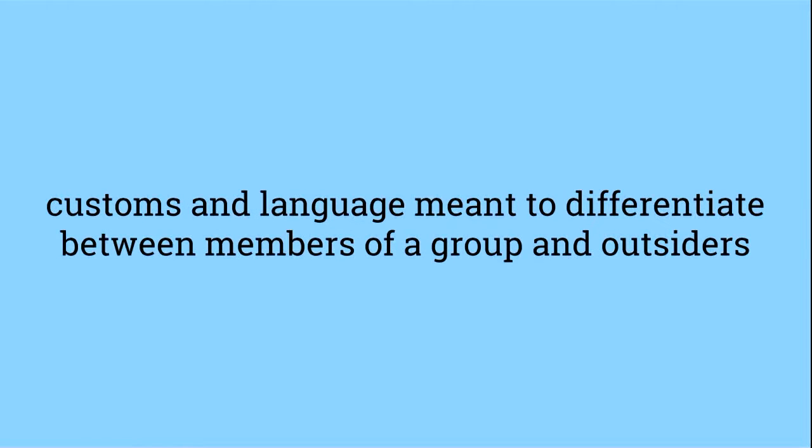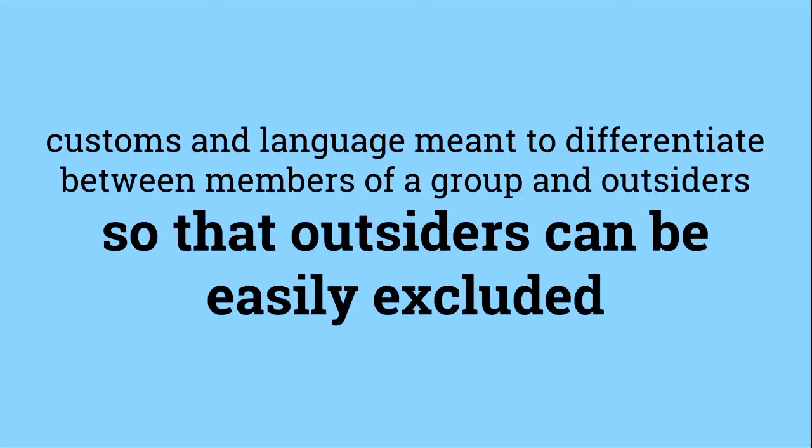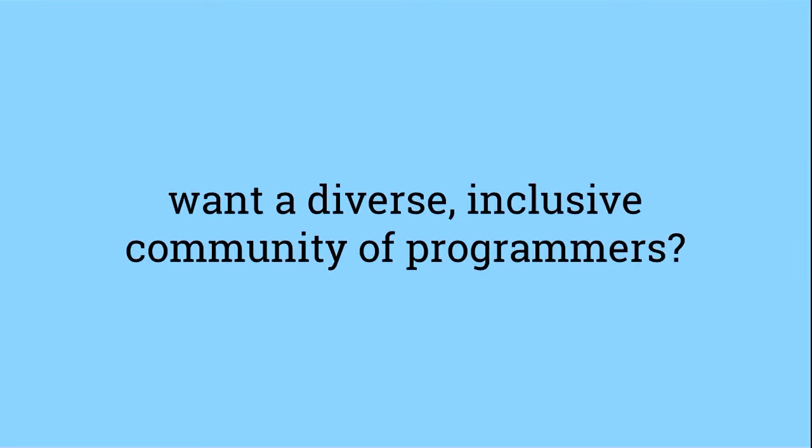The thing about a shibboleth is that it's a custom or a piece of language or a joke that's meant to differentiate between people who are inside the group and who are outside the group. And that's because it makes it easier to exclude outsiders. So as we're telling these jokes and sharing these memes, we are making it a little bit harder for people to get the joke, to join in, to laugh with us instead of at everything else. So if we want to have a diverse, inclusive community of programmers, we need to be thinking about these shibboleths, these things that we're doing that do make it harder for people to join.